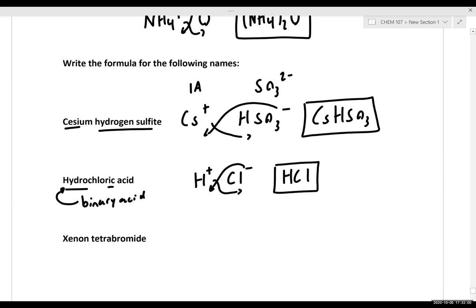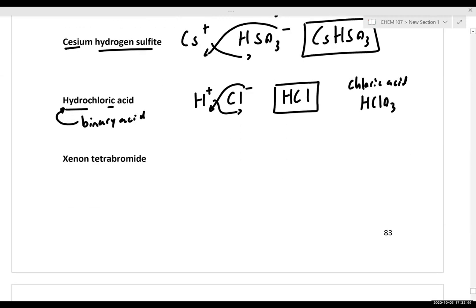Do these examples make sense to everyone so far? Remember, the hydro prefix is unique to binary acids. Just to show you for comparison, chloric acid would have the formula HClO3. So the subtle difference of a single prefix can dramatically alter your final formula. Does that make sense to everyone? Does everyone see that distinction? Yes. Perfect. So let's keep going and look at this next example.